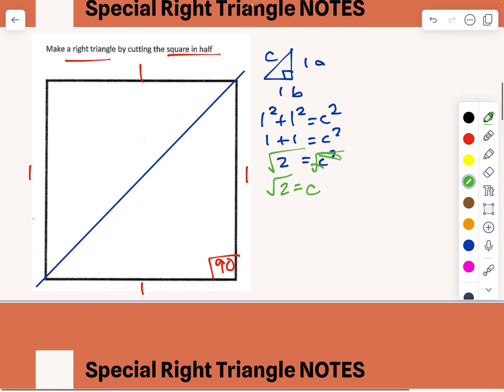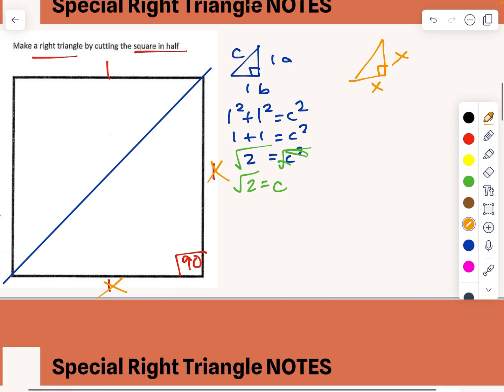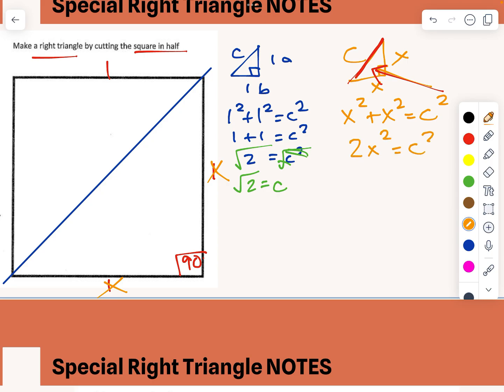Now if we extend that so that if we don't know the sides are 1, we're going to call them x, you'll see that the same thing is going to happen. Again, we have a right triangle with sides of x, so we can use the Pythagorean theorem. We have x squared plus x squared would equal c squared. And remember, c is across from that right angle. It's like an arrow pointing to your hypotenuse. 2x squared equals c squared.